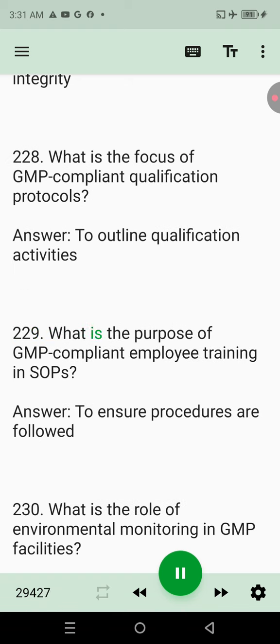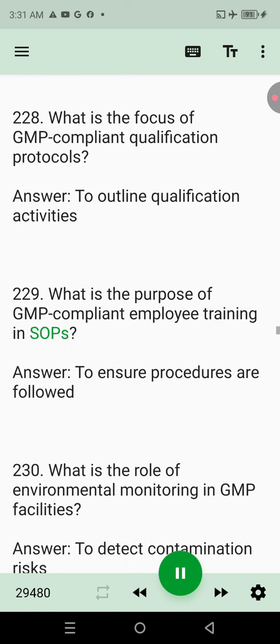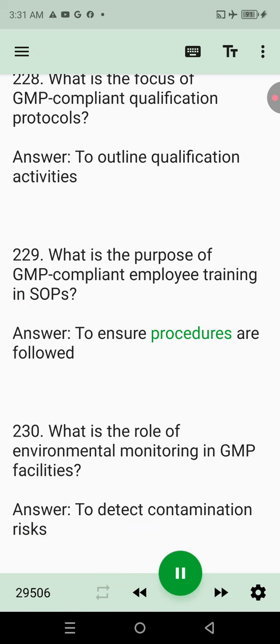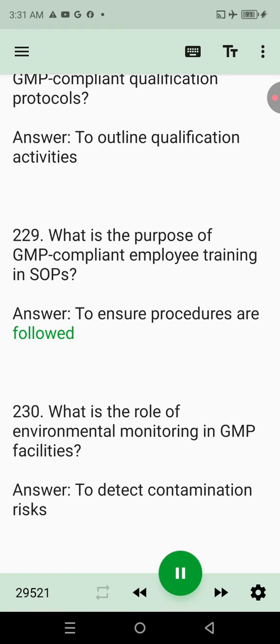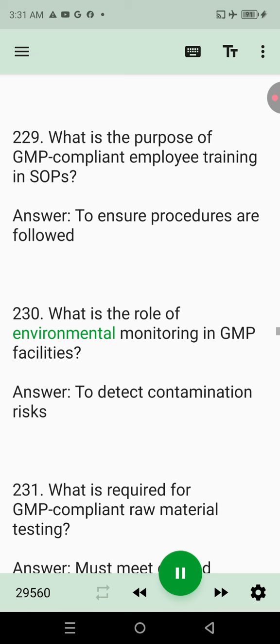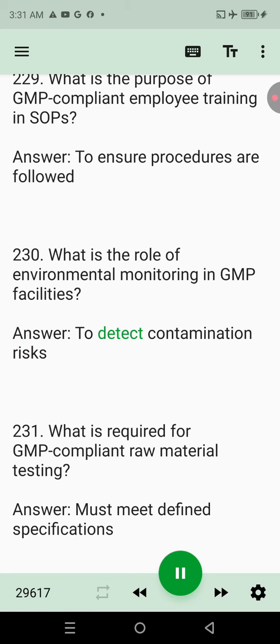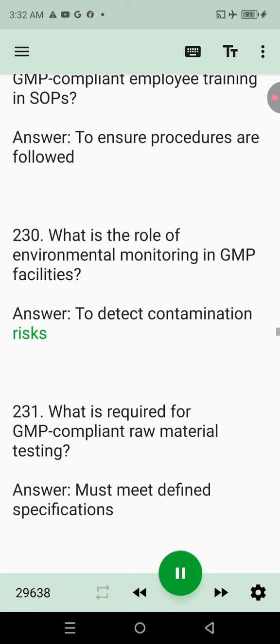229. What is the purpose of GMP-compliant employee training in SOPs? Answer: to ensure procedures are followed. 230. What is the role of environmental monitoring in GMP facilities? Answer: to detect contamination risks.